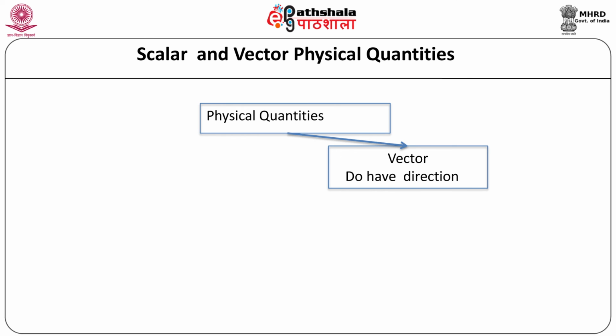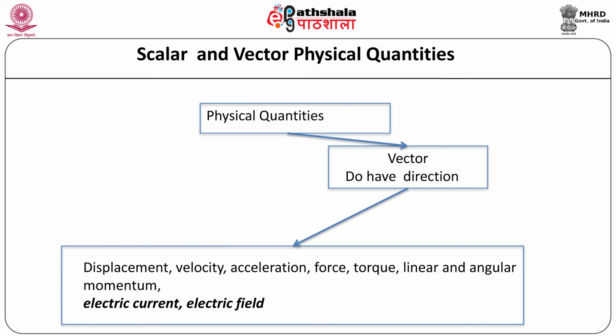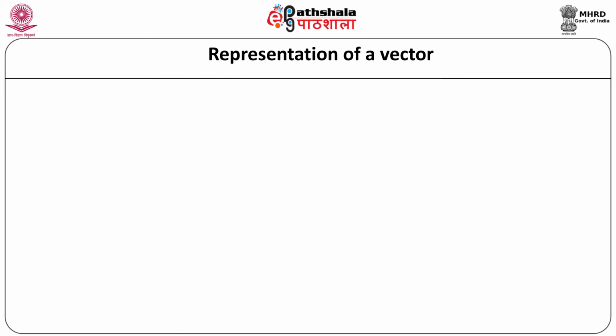On the other hand, for some physical quantities, it is essential to specify the direction for their complete description. Such quantities are called vectors. Displacement, velocity, acceleration, force, torque, linear and angular momentum, electric current, and electric field are some of the examples of vector quantities. For mathematical treatment with vector quantities, it is essential to know about some aspects of vectors. We must know how to represent a vector quantity, how to carry out algebraic operations like addition, subtraction, multiplication, etc. with vector quantities. Let us brush up some of such aspects now.